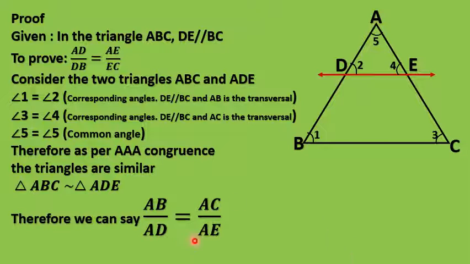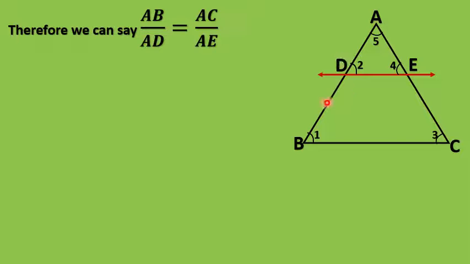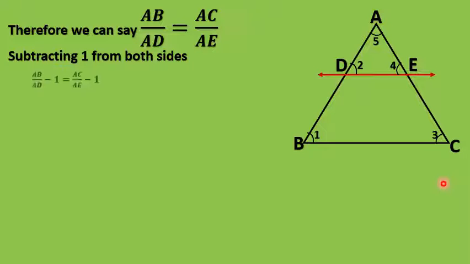So we can say AB by AD is equal to AC by AE. That we can say. But we need to prove AD by DB equal to AE by EC. So for that, what I am going to do is subtract 1 from both sides. Since the ratio is the same, subtracting the same number 1 from both sides will not affect the ratio. So AB by AD minus 1 is equal to AC by AE minus 1.